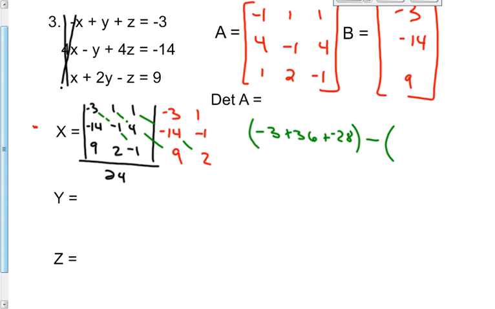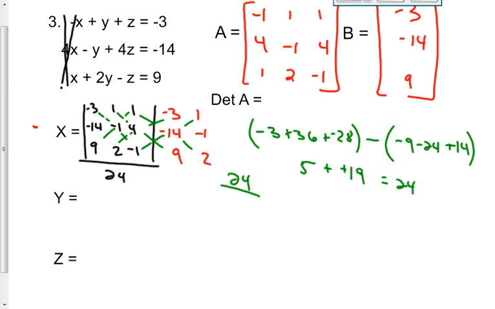Subtract. Now we'll work our way up the line. 9 times negative 1 times 1. 2 times 4 times negative 3. There's 8 times negative 3, negative 24. Negative 1 times negative 14 times 1, plus 14. Negative 3 plus 36 minus 28 should be 5. Subtract. Negative 9 minus 24 plus 14 should be a negative 19. Minus minus is plus plus 24. So the top of my x value is 24.